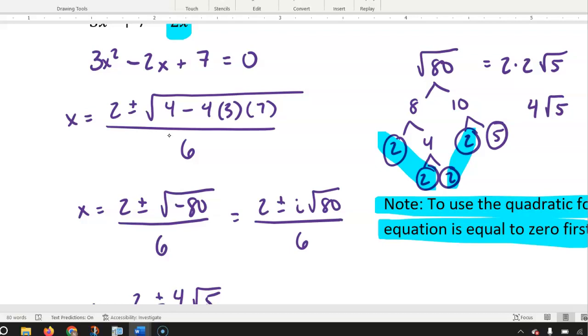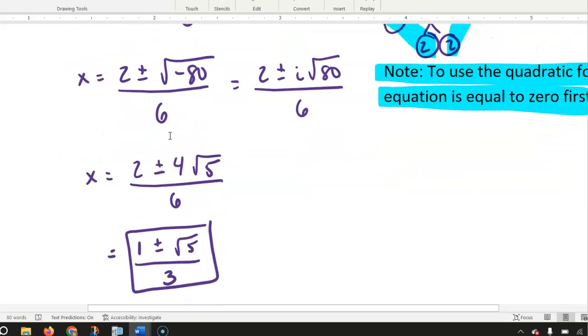Now again, it's a square root, so for every 2 of the same number, we take 1 out. So we have a pair of 2's, take out a 2. Another pair of 2's, take out another 2. And we're left with the 5. The 2's that we have outside the radical, multiply those together, so we get 4 square root of 5. Whoops, I forgot my i. So it'd be 4i square root of 5. So our answer would be 1 plus or minus i square root of 5, all divided by 3.